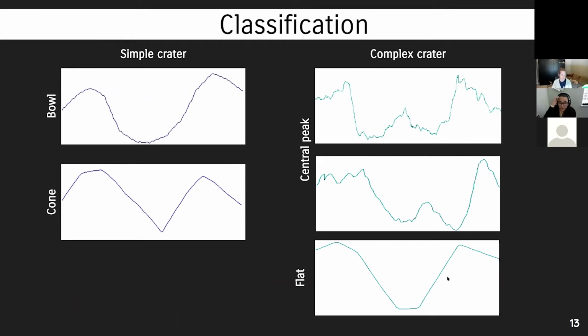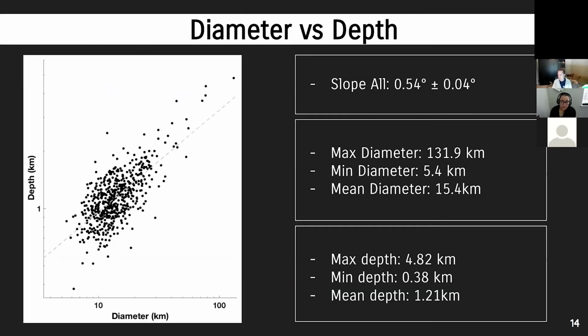Now that we have the data collected and classified, we want to see what kind of story they can tell us. From here on, keep in mind, I'll be identifying simple craters with the color purple and complex craters with the color cyan. The first plot is the relationship between diameter versus depth on a log scale, with an LSF line with a slope of 0.54 plus or minus 0.04. The largest diameter that we saw was Wakonda with 131 kilometers, and the smallest crater was 5.4 kilometers.